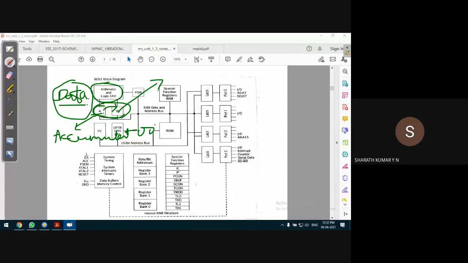Both of them are 8-bit in size. Both the registers are of 8-bit in size. Why 8-bit? Why not 32-bit? Why not 16-bit? Because the 8051 microcontroller is basically an 8-bit microcontroller.